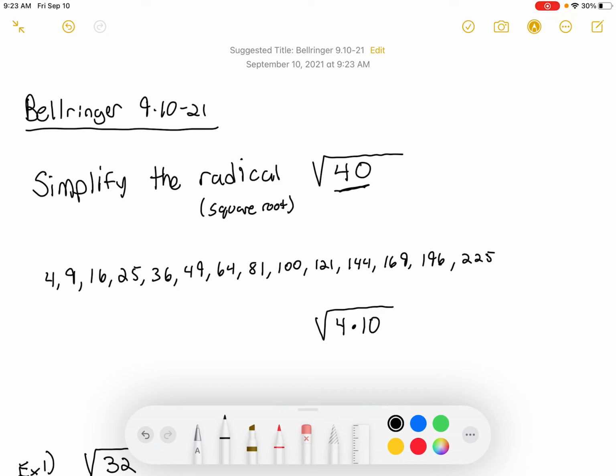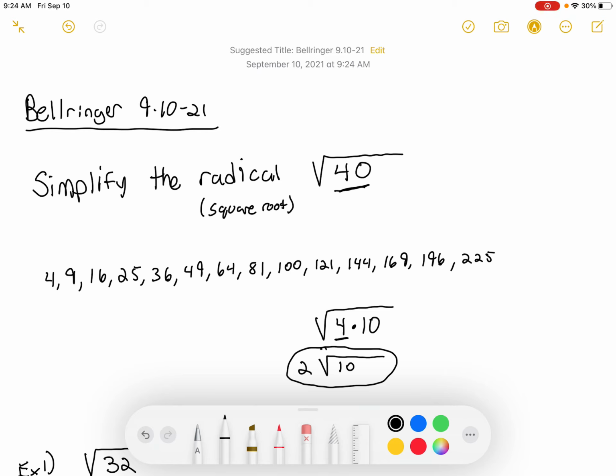Once we do that, we're going to underline that perfect square, and we're going to take the square root of it. What is the square root of 4? It's 2. So I'm going to bring out a 2, and we leave the 10 in there. So this is my answer, 2 root 10. And if you put 2 times root 10 in your calculator, you're going to get the same exact thing as if you put the square root of 40 in your calculator. You'll get the same decimal, so that's a way to check your answer.